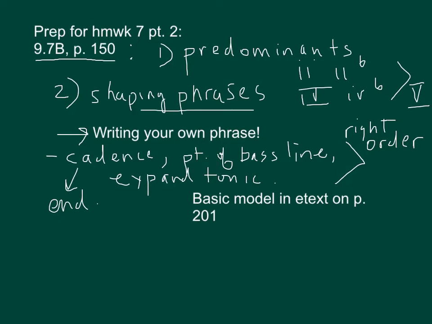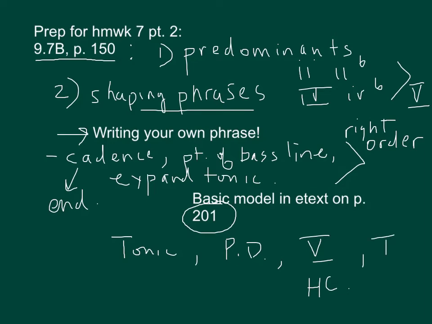If you look in the e-text on page 201, you'll find a very nice chart that shows you some models on how to take a 4-bar phrase and shape it in various ways. And all of them use a basic model, which is to start out on the tonic, go to a predominant chord, go to a 5. If you stop on the 5, that will be a half cadence. If you go on to a 1, then you're going to stop in some kind of authentic cadence.